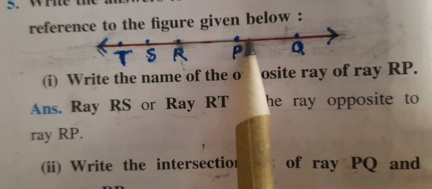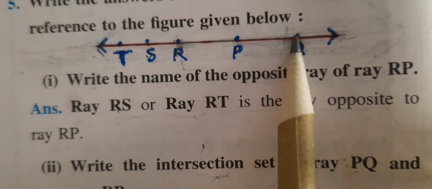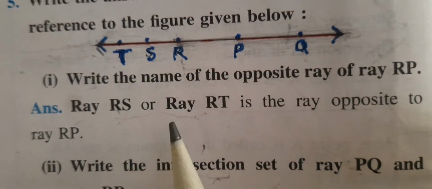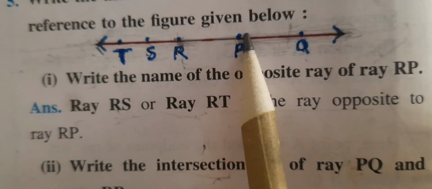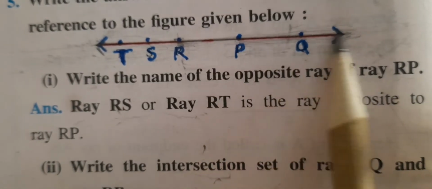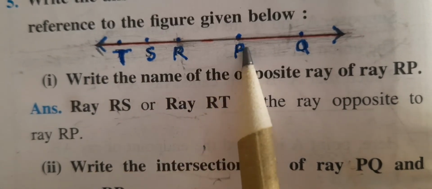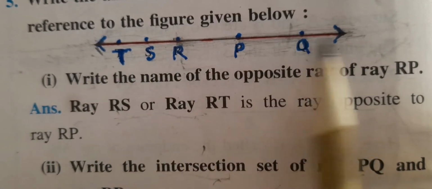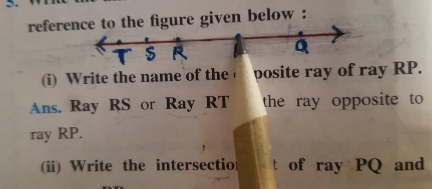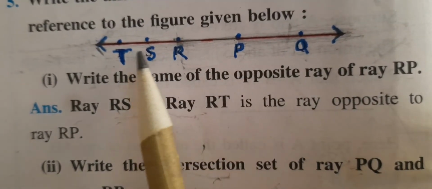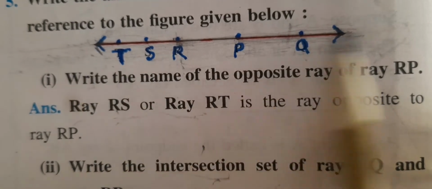But if you join all the elements of this set plus all the elements of this set, you get the entire line. So we can say the union of these two, of ray PQ and ray QR, is line PQ. You can tell the name of this line by choosing any two letters of this line. You call it line PQ, line QR, line RP, line SP, line TQ is the name of this entire line.